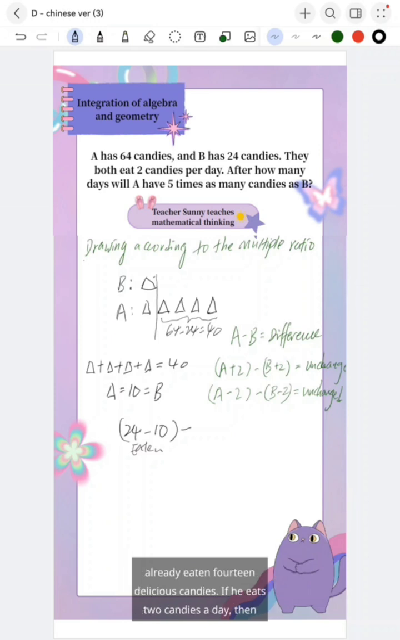If he eats 2 candies a day, then 14 divided by 2 is exactly 7 days. So, after 7 days, A has 5 times as many as B. After 7 full days, A is 5 times as many as B. Did you fully understand it?